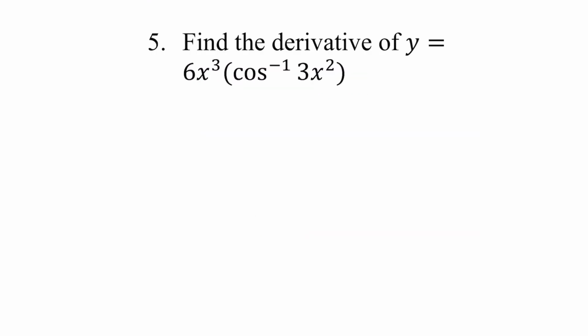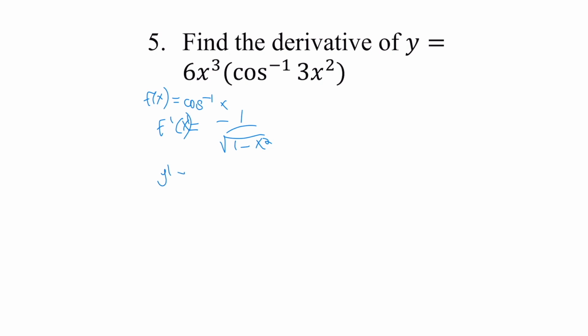And then it says find the derivative of y equals 6x to the 3rd times cosine inverse of 3x squared. So the derivative of cosine inverse can be given by y prime equals negative 1 over square root of 1 minus x squared. To find the derivative of the given function, we can use product rule.